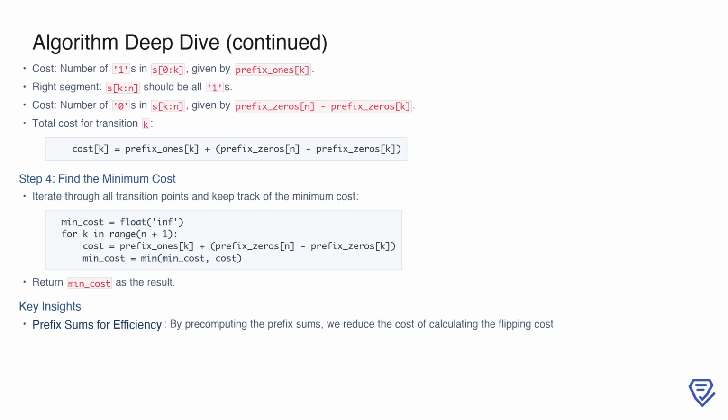With the prefix sums in place, we can now calculate the flipping cost at each transition point. For a given transition point k, the string is divided into a left segment, S[0:k], which should contain only zeros, and a right segment, S[k:n], which should contain only ones. The cost to make the left segment all zeros is simply the number of ones in that segment, given by prefix_ones[k].